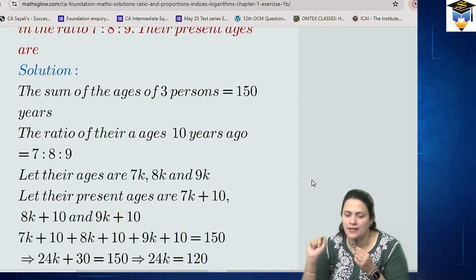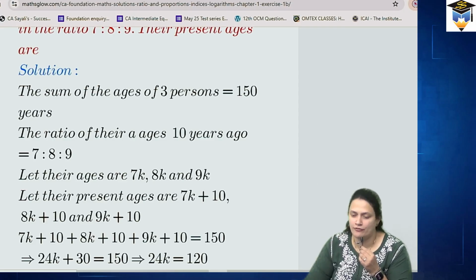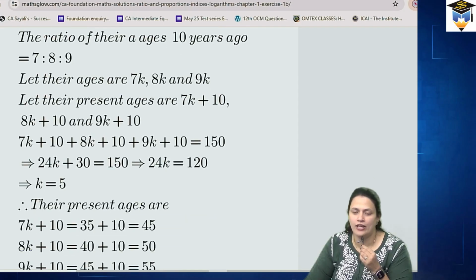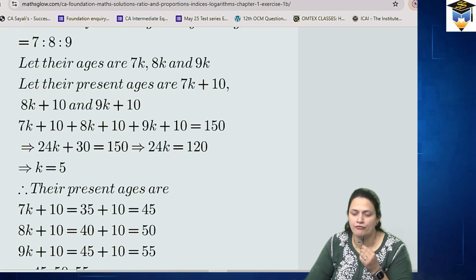So 7k plus 10 plus 8k plus 10 plus 9k plus 10 is 150. Find out the value of k, which comes out to be 5. So their present ages are 45, 50 and 55. Option A.